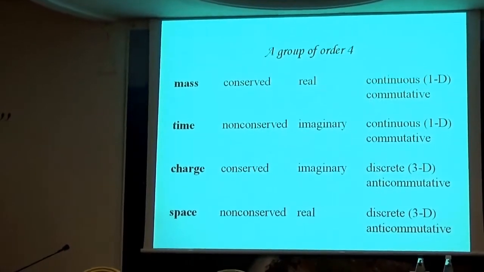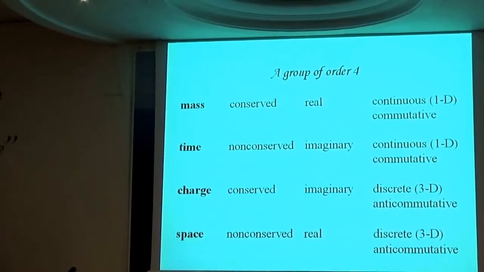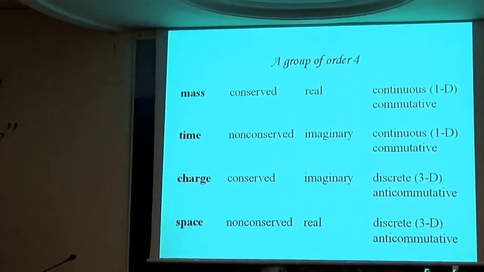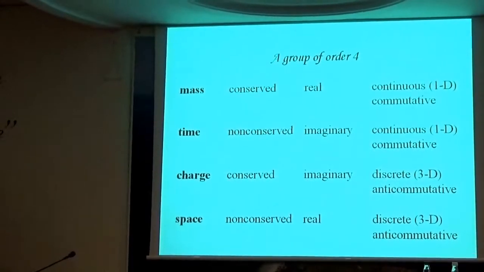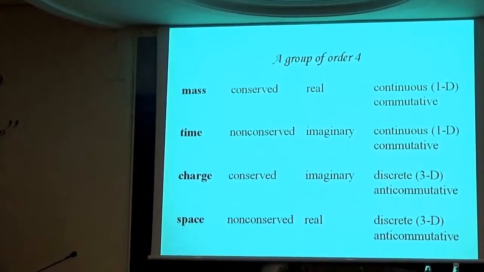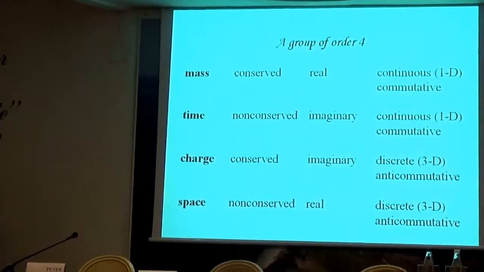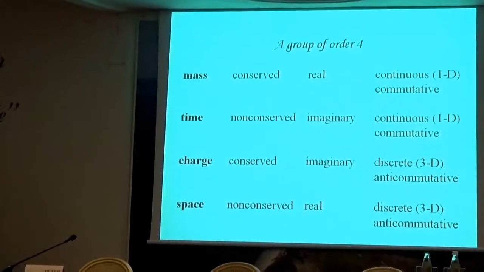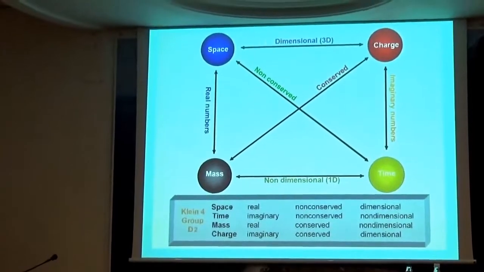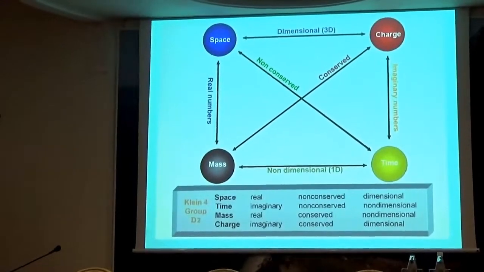We've got 2 conserved quantities, 2 non-conserved, 2 real, 2 imaginary. We square one lot, we get minus, we square the other lot, we get plus. And then we've got dimensional quantities like charge. I'm assuming charge is what we call a three-dimensional quantity, the same as space. We've got others that are not dimensional. Commutative, anti-commutative, there's all kinds of ways of representing their opposition. And that's a nice diagram showing this structure.